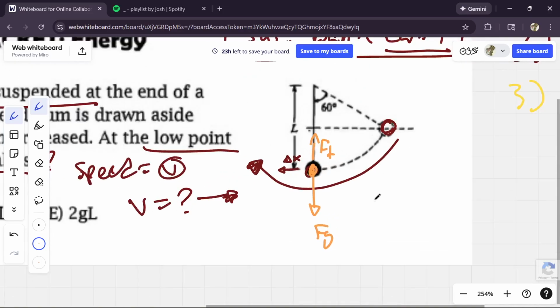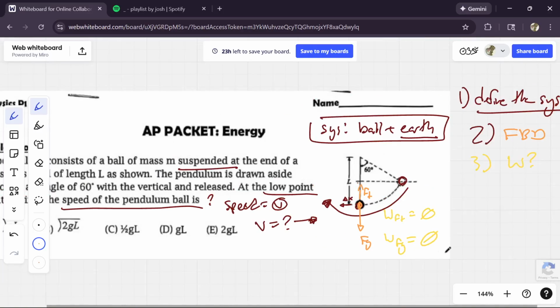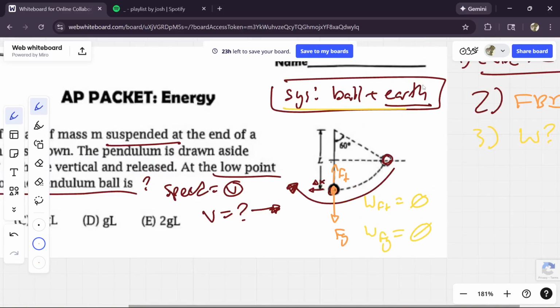So looking at these two forces on our diagram here, we can already go ahead just off first glance and say that the work on both of these is zero. Why is that? Well, the work for gravity we already know is part of the system. It's Earth, so we can already go ahead and give it zero. But the reason that we give tension zero can also be applied to gravity.